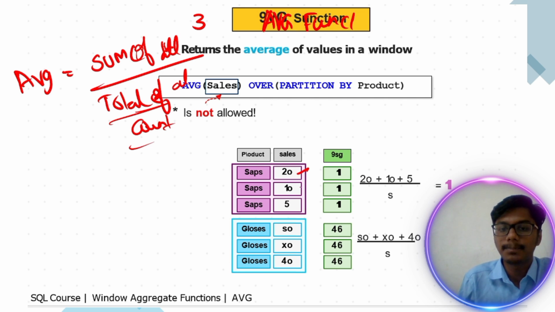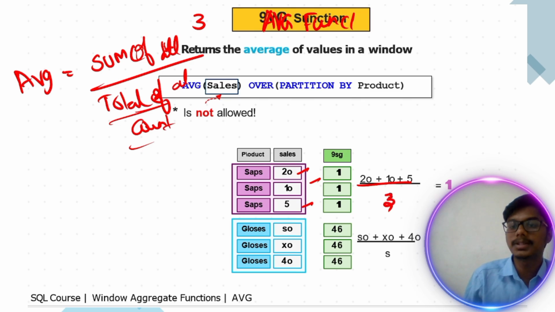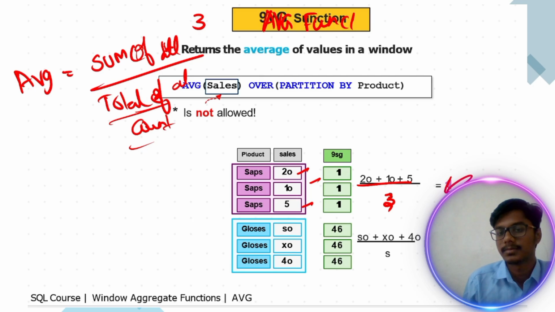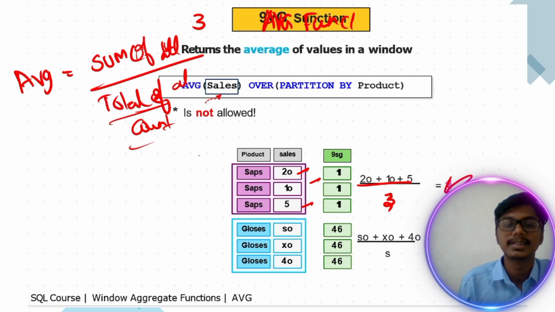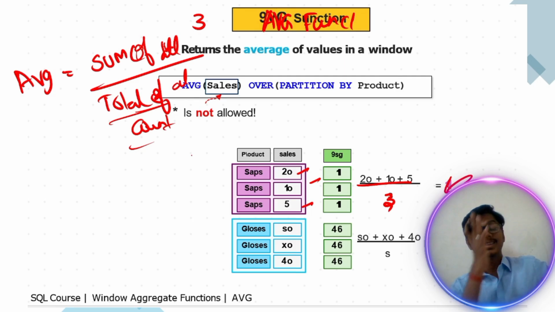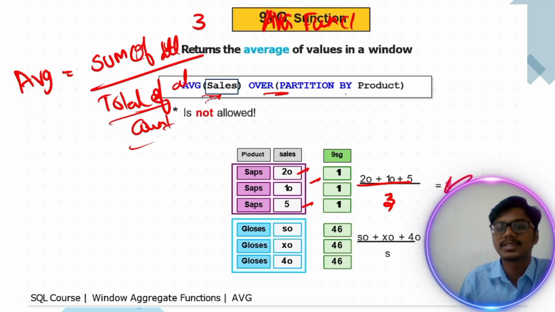I'm just writing 20 plus 10 plus 5 divided by how many products? There are 3 products, right? So 3. If you do that, the average is 11. That's all about the average, right? The same replica as the sum function, here we are doing the average function. Nothing different, guys. Average of sales over partition by product.